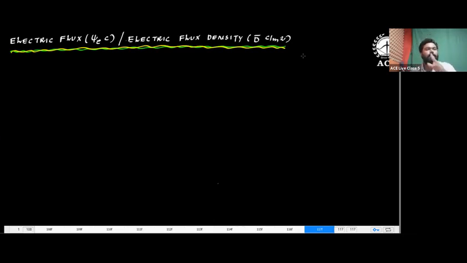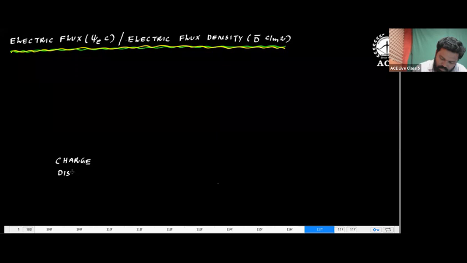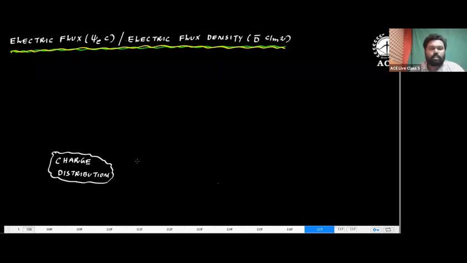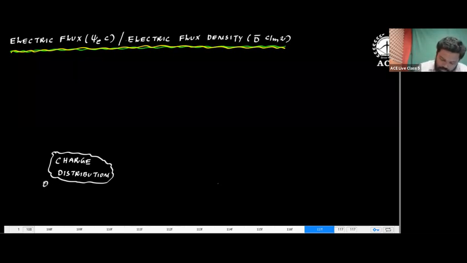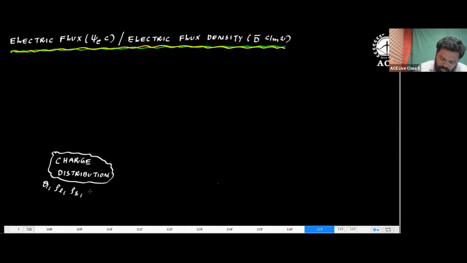What is the concept of flux? I've explained that one during the surface integral. Okay, see here. Now let us consider what is called a charge distribution. What is a charge distribution? When I say charge distribution, it can be a point charge, line charge, surface charge, volume charge, whatever it may be, or a combination of any of those.